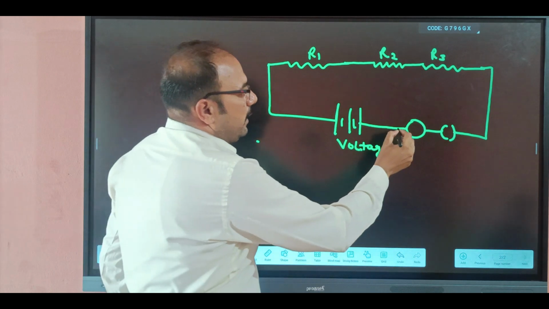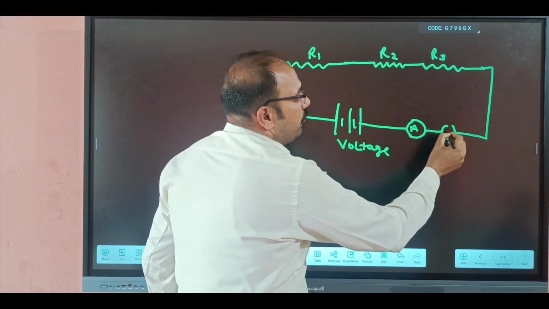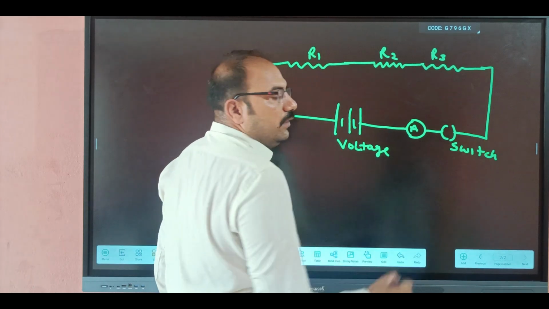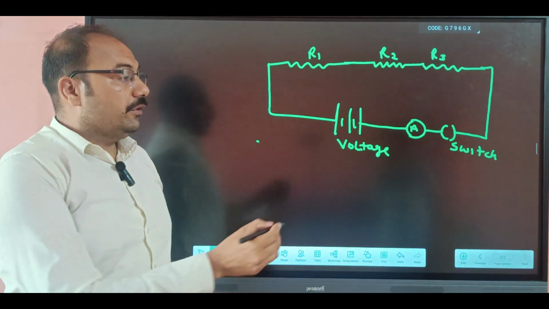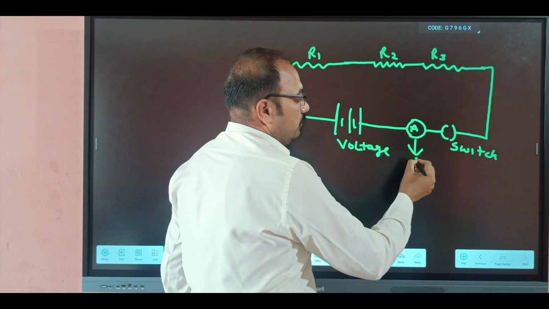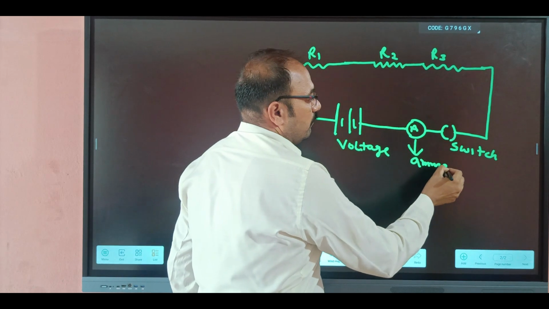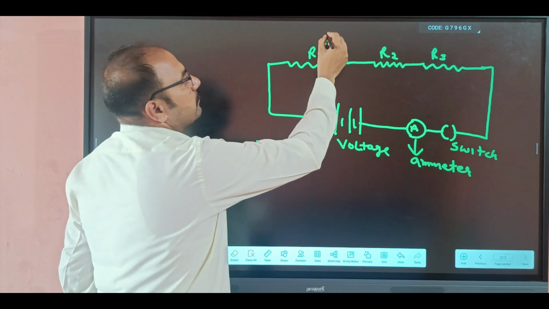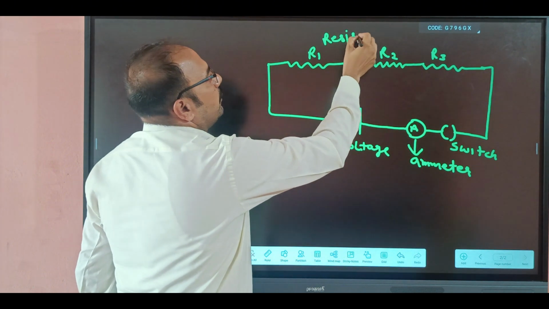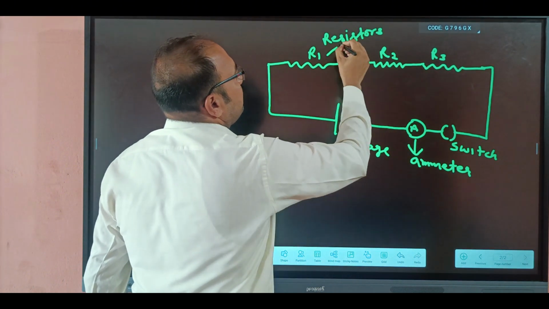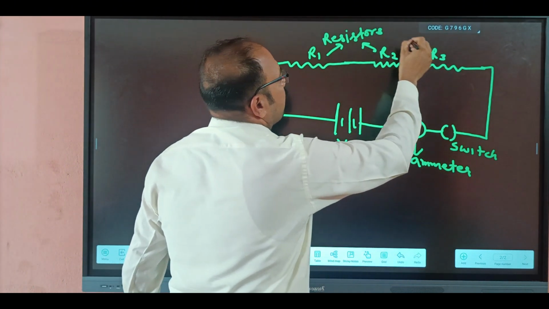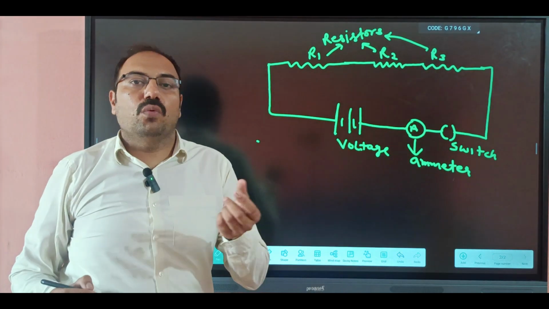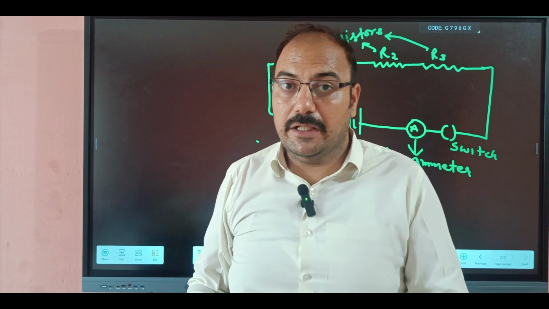So this is the voltage source, this is the ammeter, and this is the switch. So this is the switch and this is the ammeter. And these are resistances, or resistors. Here we also connected a voltmeter to measure the electric potential.